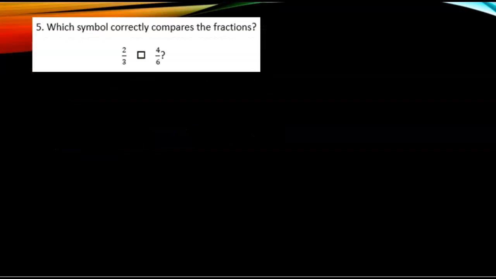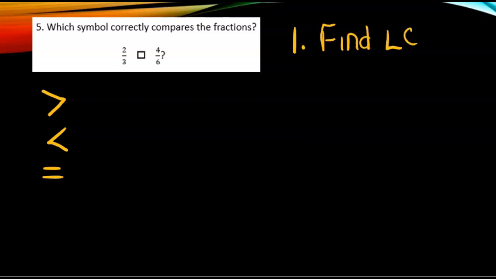And question number 4 asks you to compare these two fractions. When we compare fractions, we use the symbol greater than, less than, or equal to. Now we can't compare apples and oranges. You have to get the least common denominator first. Number 1, find the least common denominator. And then compare them.